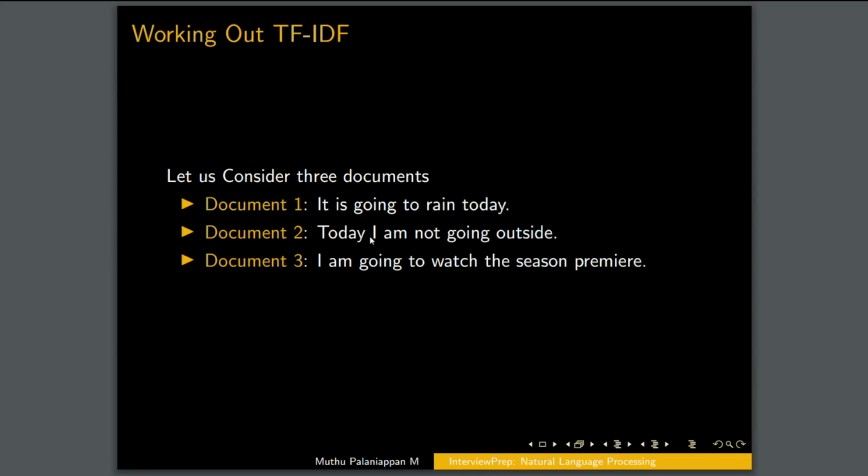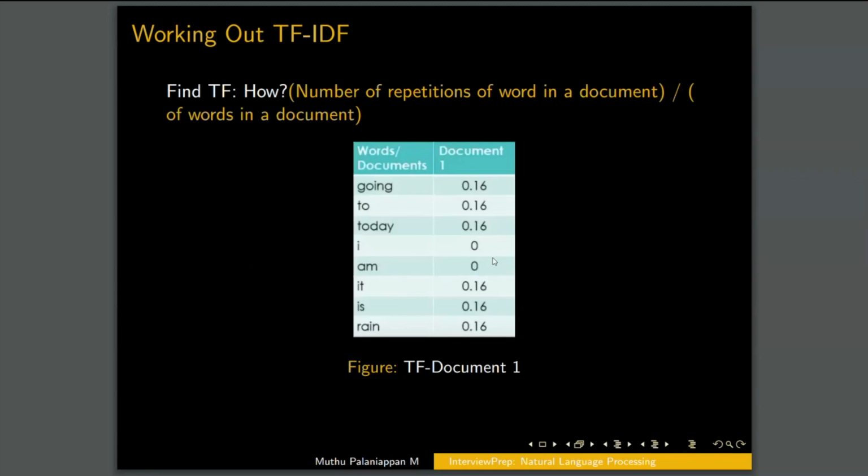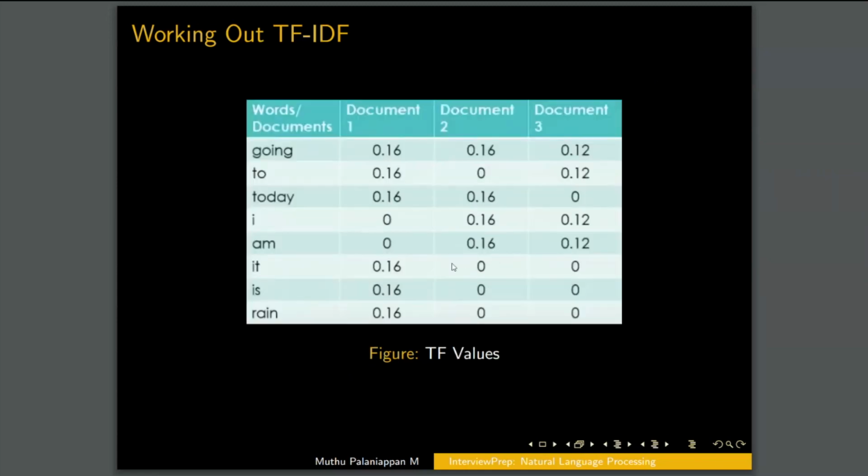And what is the denominator? The denominator is the number of terms, or the number of words, or the number of tokens present in document 2. In this case, it's 1, 2, 3, 4, 5, 6. So the same 6 words are present, and you just put divided by 6. This is how you calculate for document 2. You calculate for each and every word in the vocabulary for document 2.